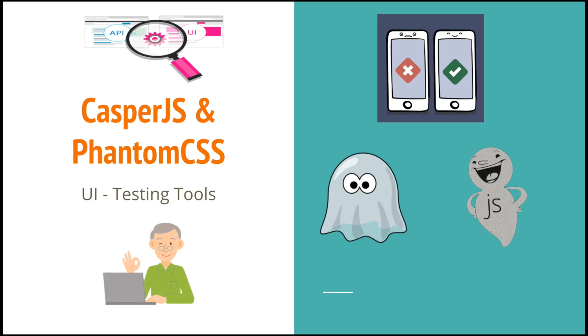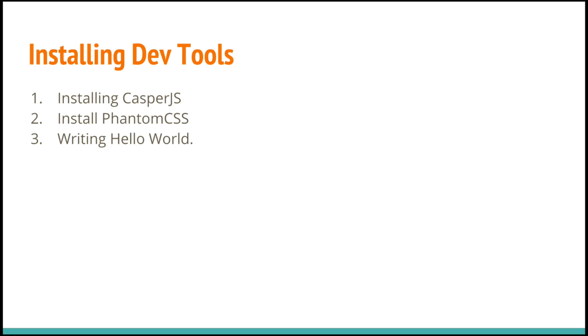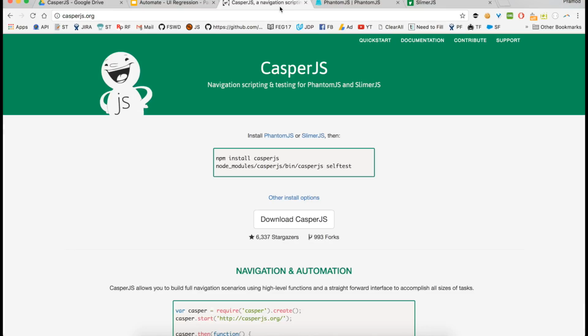So let us understand more about Casperjs. First of all, we have to install both of them. If you go to Casperjs.org, it's a website where you can install Casperjs. First of all, you have to install Node.js. I already told you in the first tutorial that you have to install Node. If you have already installed Node.js, then npm, the node package manager, will work fine for you.